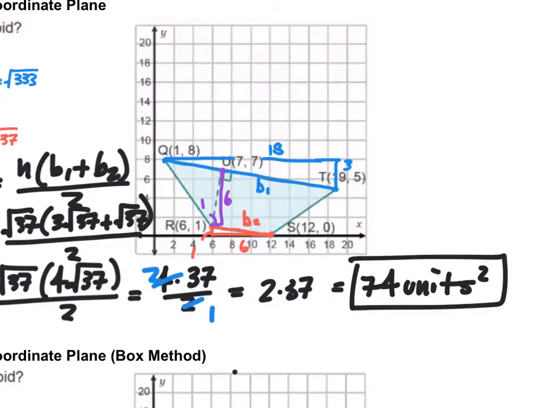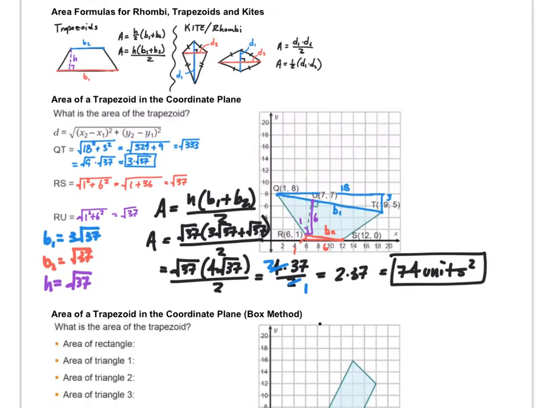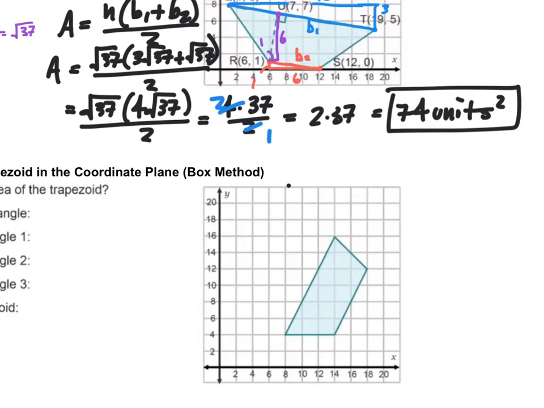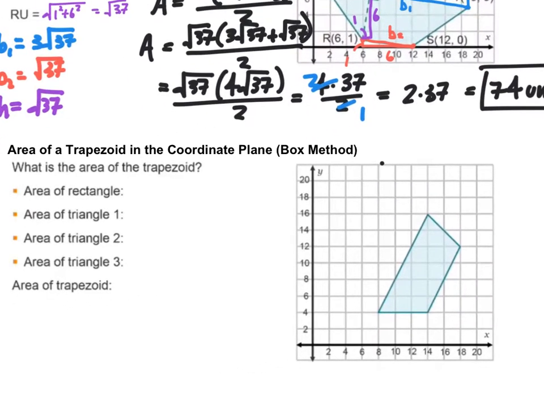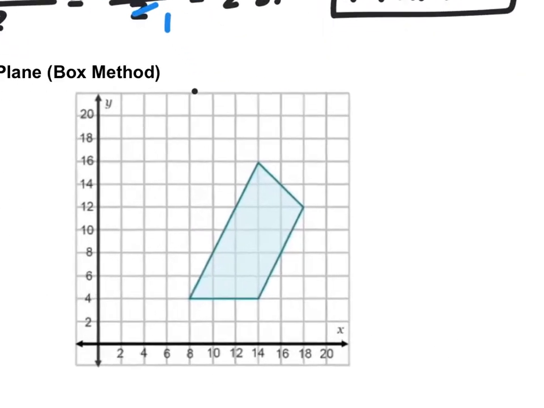And that's it. So kind of tedious. It is important that we're able to find these lengths and then plug them in and operate with those lengths. One thing I can also do here is the box method with a trapezoid as well.